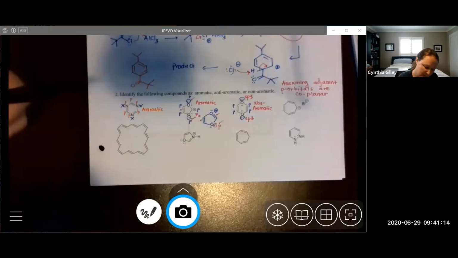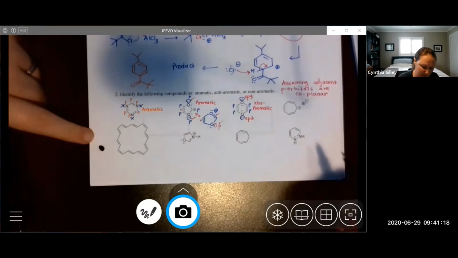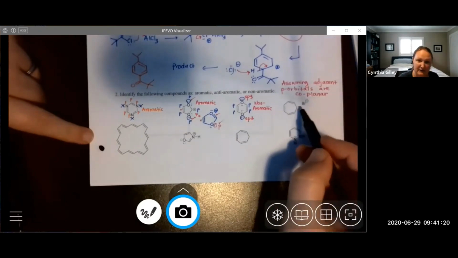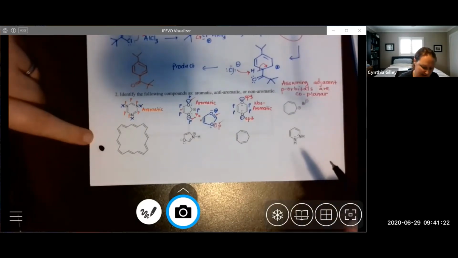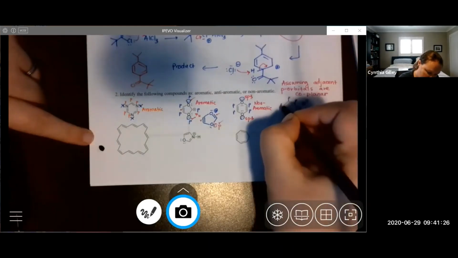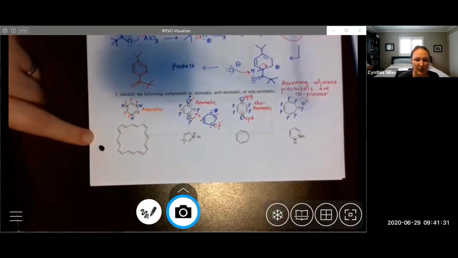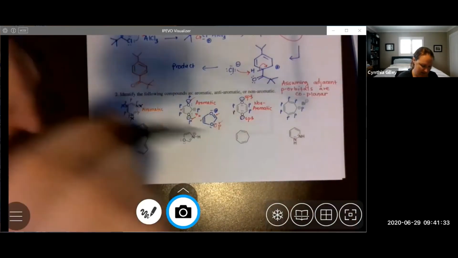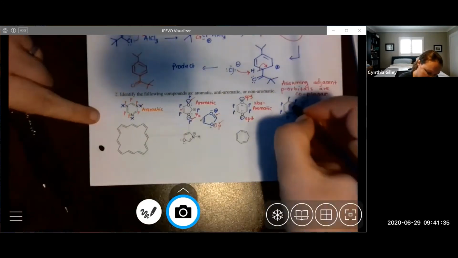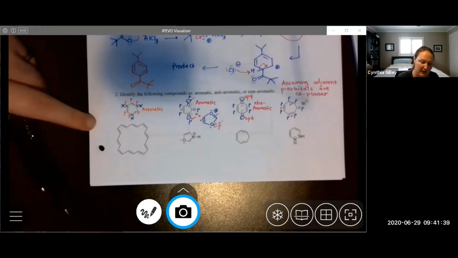Okay. Moving on, this is the tropylium ion. I have a 7-membered ring with 3 lone pairs and a positive charge. It is aromatic because there's a p orbital all the way around the ring. And there's an empty p orbital on the carbocation. And there is 3 electron pairs, which is an odd number of electron pairs.